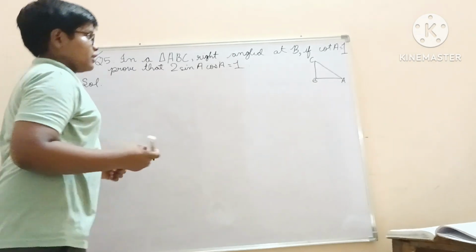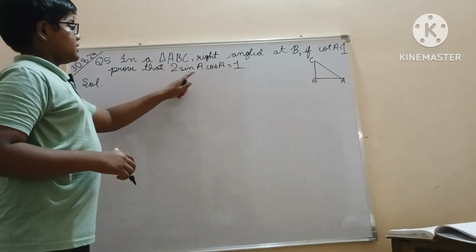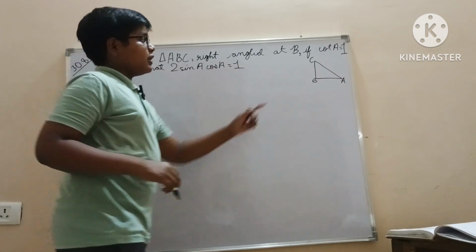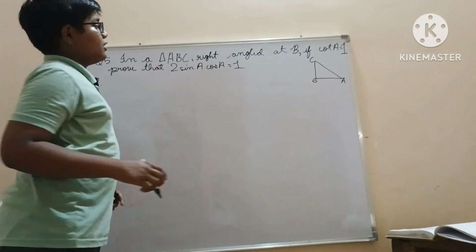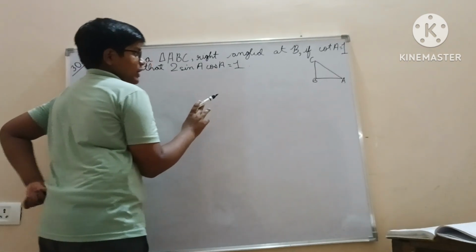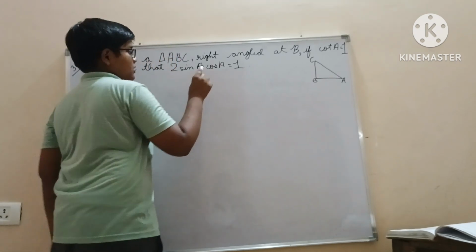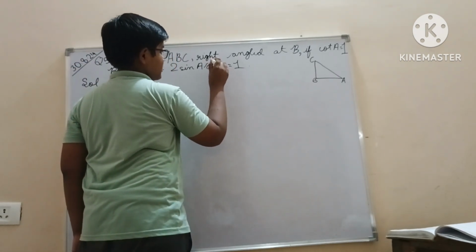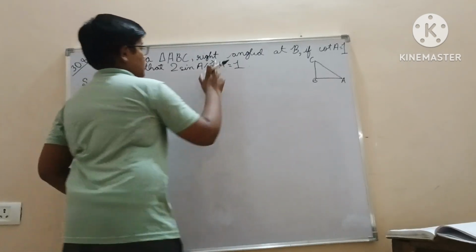First we will start by reading the question, which states that in a triangle ABC, right angled at B, if cot A is equal to 1, prove that 2 sin A cos A is equal to 1. If there is no sign between these expressions, sin A and cos A, then it is considered as multiply. So we will consider this as multiply.